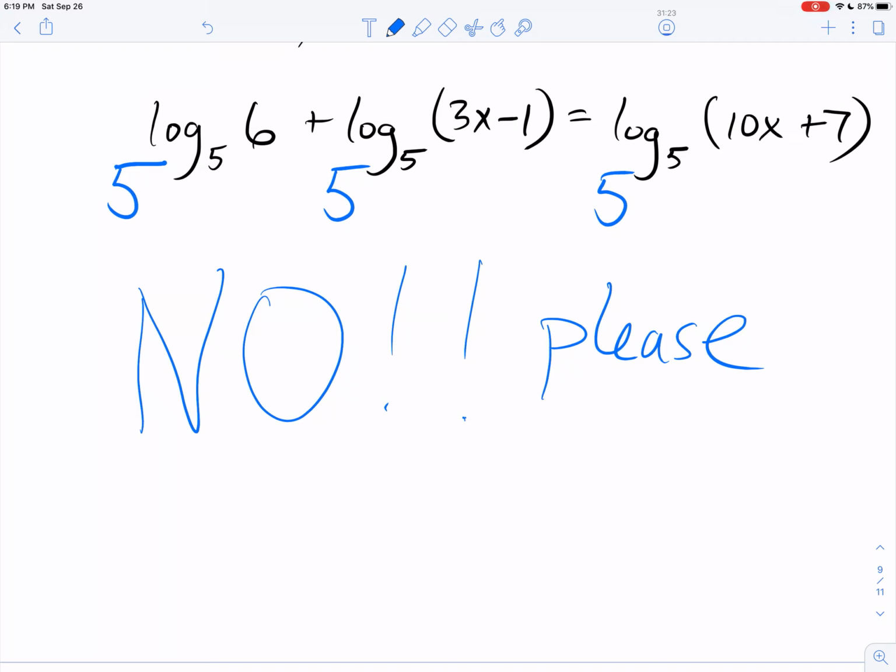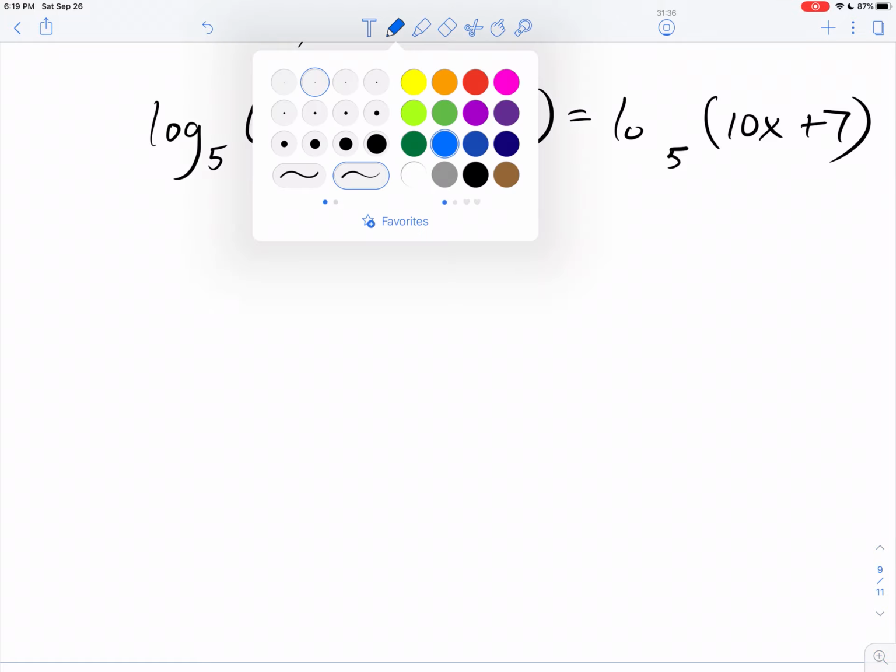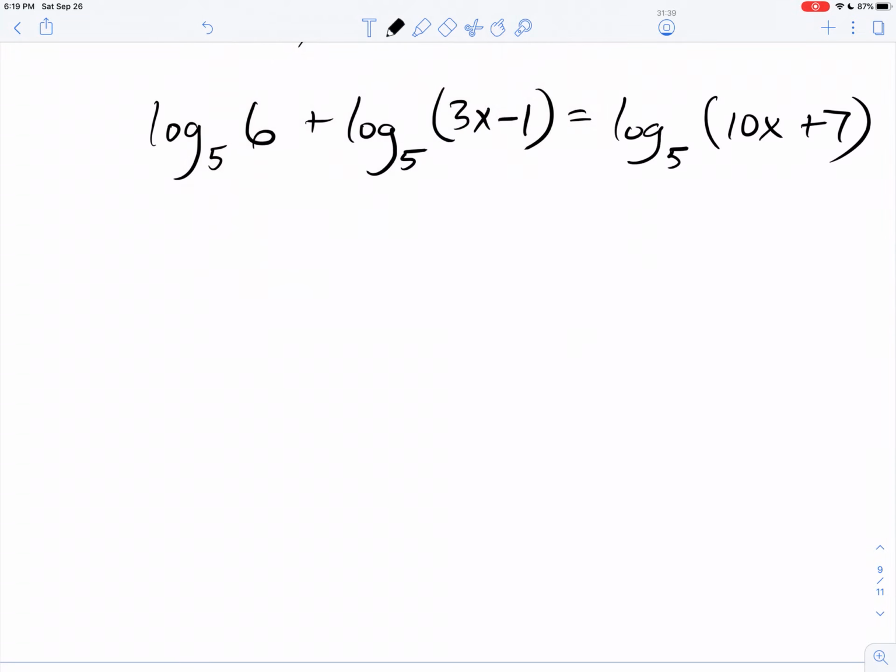Okay, I'm going to get rid of my big no please. I'm going to get this out of my way. I want to get rid of all my 5s here that I wrote in. Whoop, and I got rid of a little bit of the word log. That's okay, I'm going back to black pen. Bam. Here's what I'm going to do. I'm going to say this is a product. This will be log base 5 of 6 times 3x minus 1. I am using the product law.